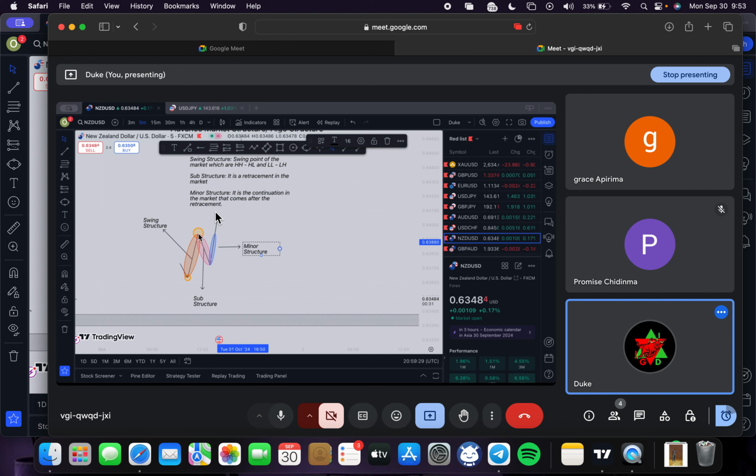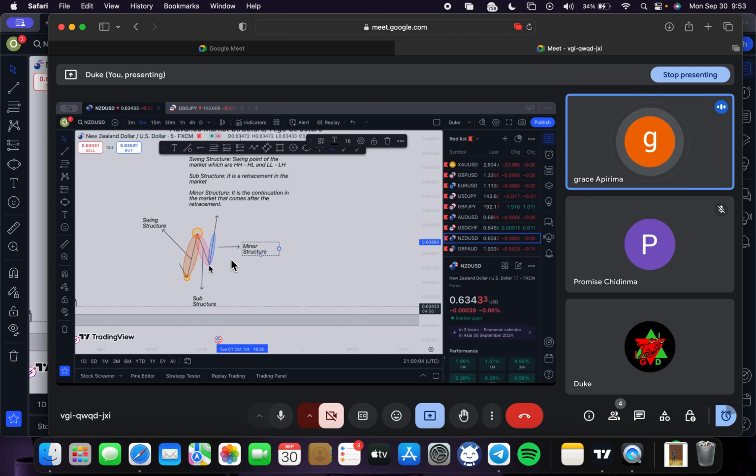Chidima is very advanced, so she just needs a few things. Grace, for you right now, you need to see this as it is, before I venture into the real identification of structures and liquidity itself. You get, because the swing structure itself can be seen as a liquidity. So with this, I hope you are satisfied with how to identify your swing structure whenever you see them, right? Grace?